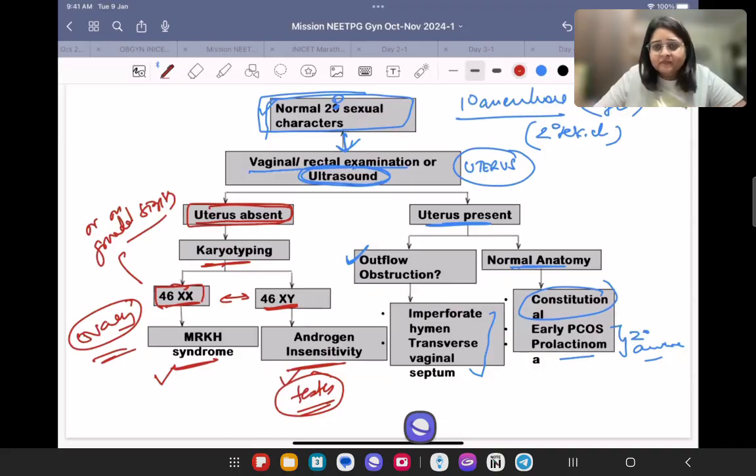ठीक है? Yes, correct. Pretty doctor, स्वायर में भी uterus होगा तो वो तो इस flow chart में आएगा ही नहीं. ठीक है? 1 second, let me continue this.